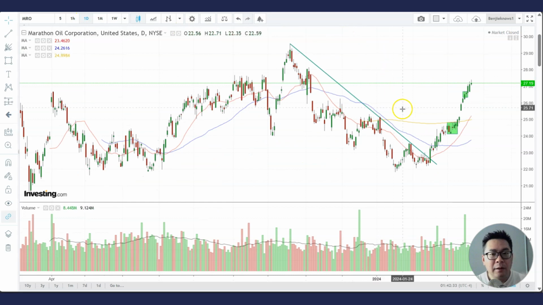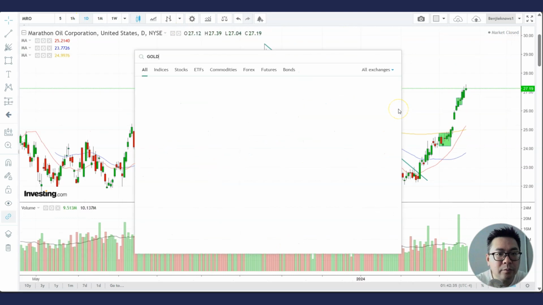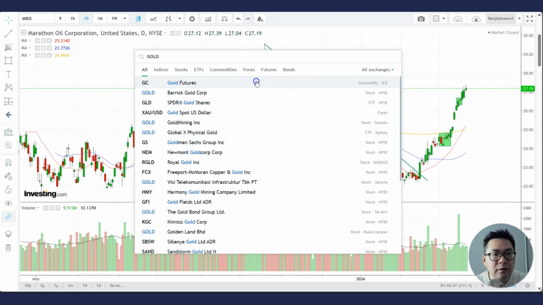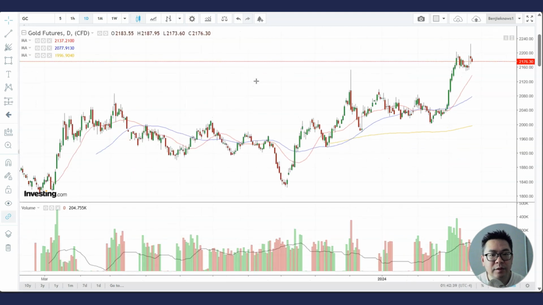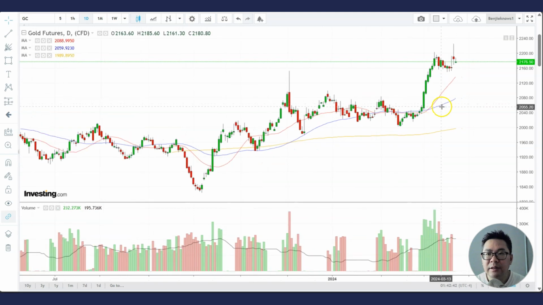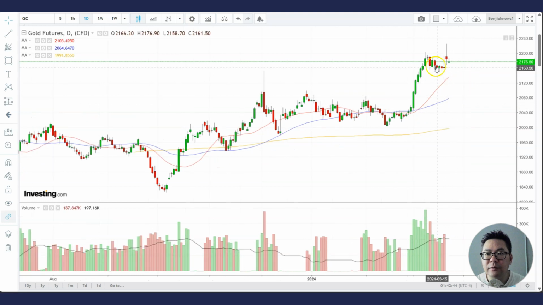All right. Let's take a look at gold prices. Gold futures. Gold has been doing well, and in the daily chart, I don't know whether you can call this a flag or not.